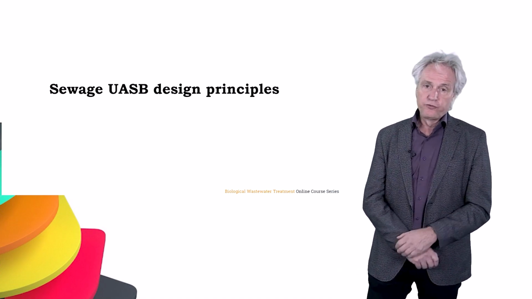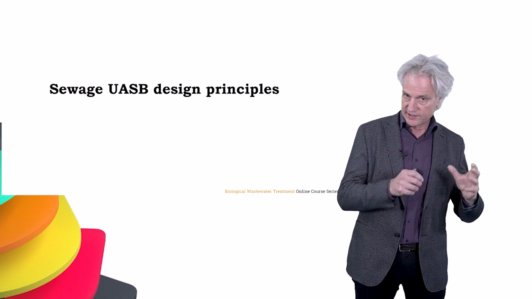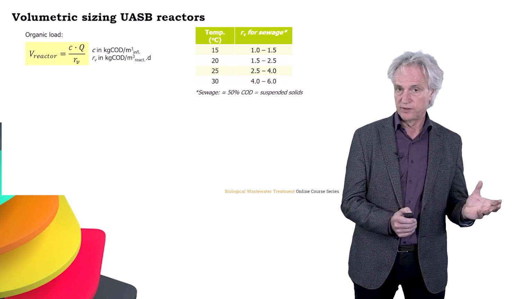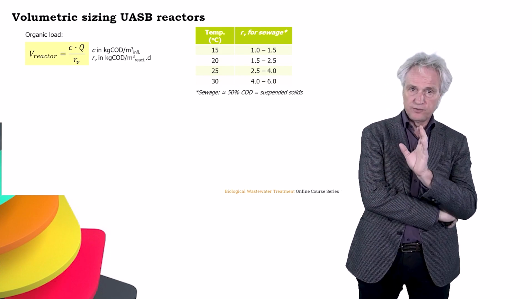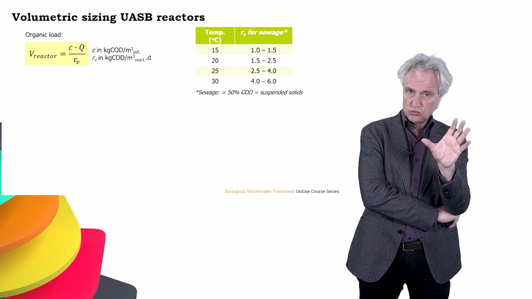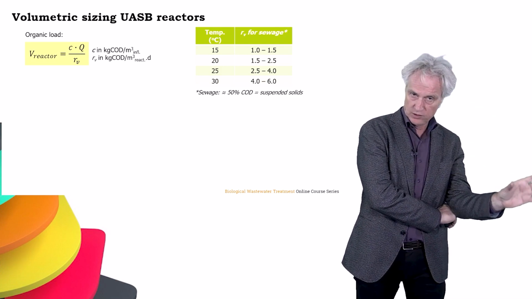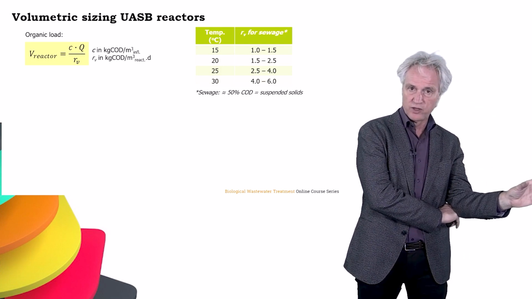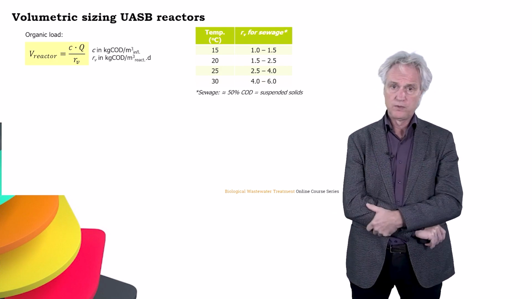Right. To first address some design principles in designing an anaerobic reactor for sewage treatment. First, we have the volumetric sizing. If you would like to dimension a reactor for a certain city, with a certain number of population equivalents, the first question is how big this reactor must be.